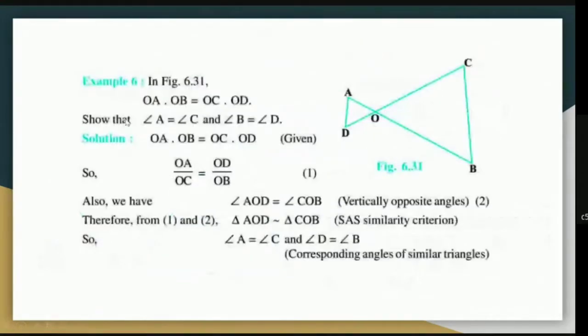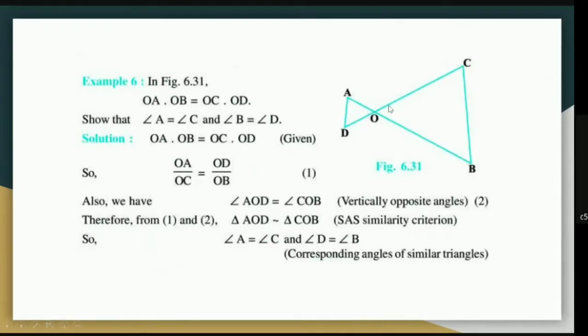Now example 6, let us take. Figure 6.31 is given to you. OA into OB is equal to OC into OD. I need to prove that angle A is equal to angle C and angle B is equal to angle D. OA into OB is equal to OC into OD. If I rewrite it, OA upon OC is equal to OD upon OB. And I already have angle AOD equal to angle COB because of the vertically opposite angles.